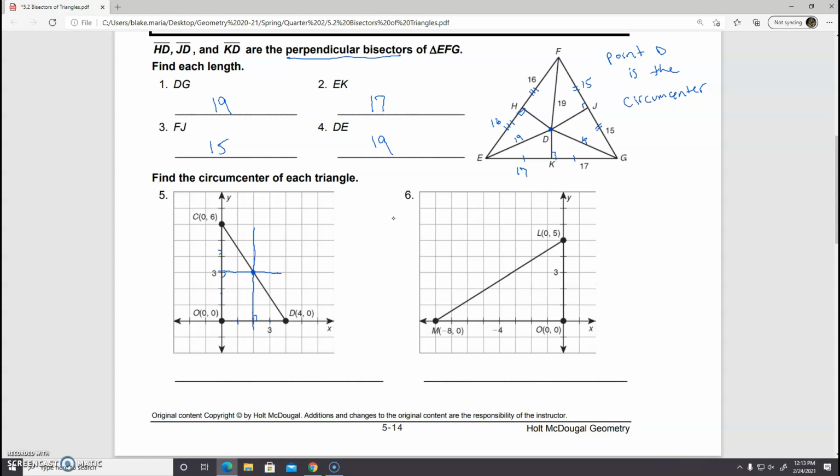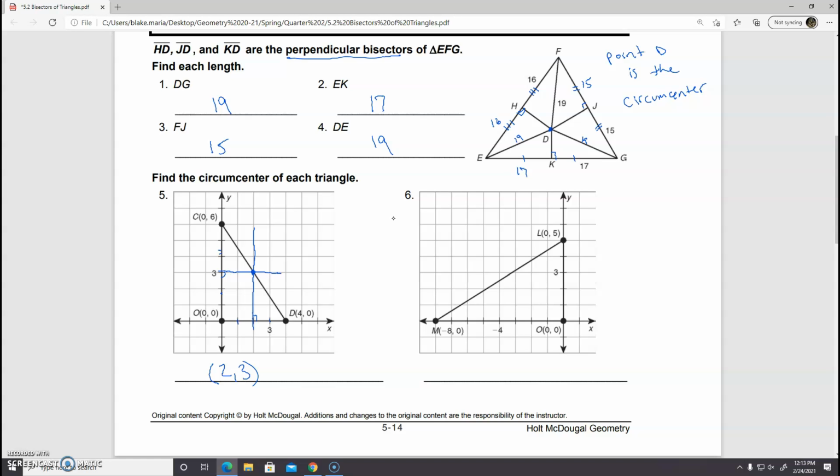So your circumcenter is at (2, 3). (2, 3) is where your circumcenter is. It's where your perpendicular bisectors cross. All right, let's do the next one.